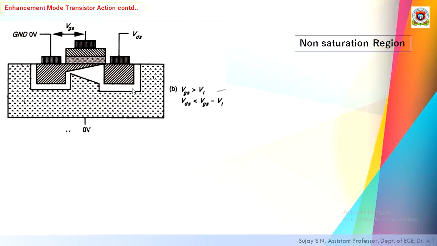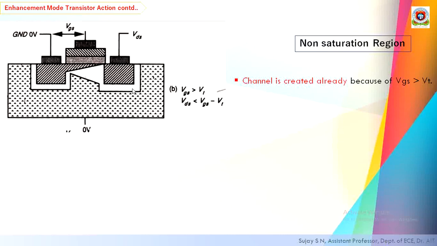And the next region is the non-saturation region. Here again we are maintaining VGS greater than VT. That's why the channel is created. And we start applying the voltage from the drain. Drain terminal voltage is going to be given here.